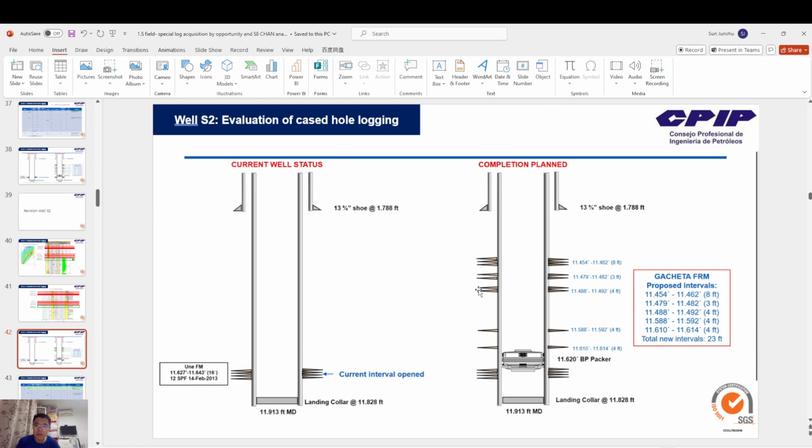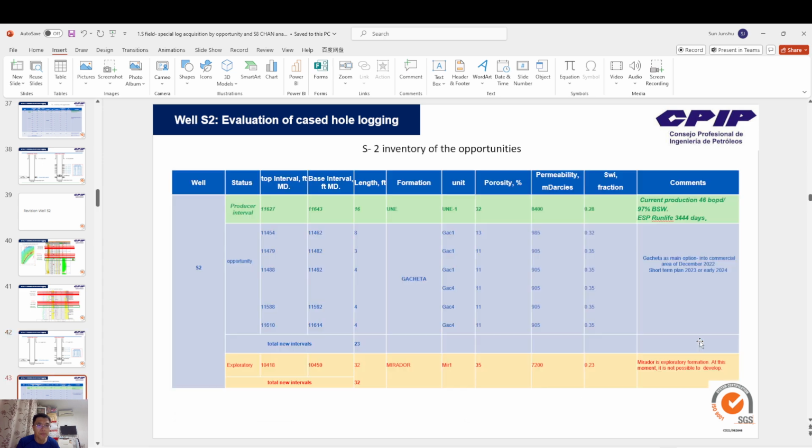This is the current well status, producing from Uni, with a total MD of 11,913 feet of MD. This is the proposed completion plan, setting a packer at 11,620 feet and totally in the Gogeta 23 feet.